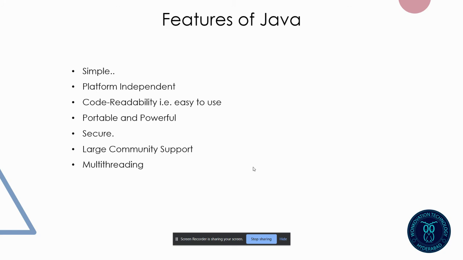Java is easy to use because of its code readability. Java syntax is similar to English, so we can read it. It is not as difficult to read as machine language or assembly language. Java is portable and powerful since it is platform independent.